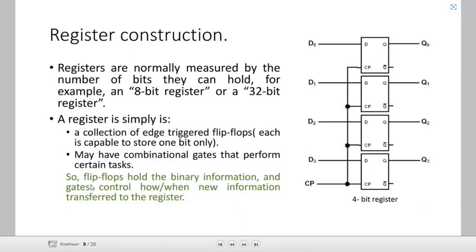So you see flip-flops come back again right here. These are flip-flops, right? Flip-flops hold the binary information, and gates control when new information is transferred to the register. So flip-flops are really the register. What makes up the register is really flip-flops, right? And what makes up a flip-flop? What makes up one flip-flop?